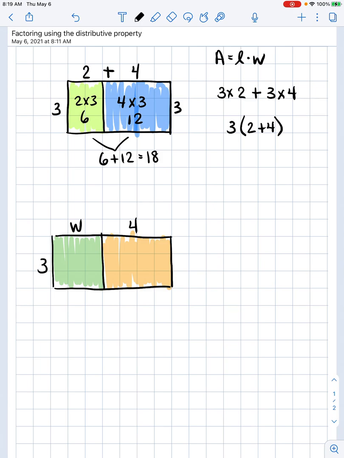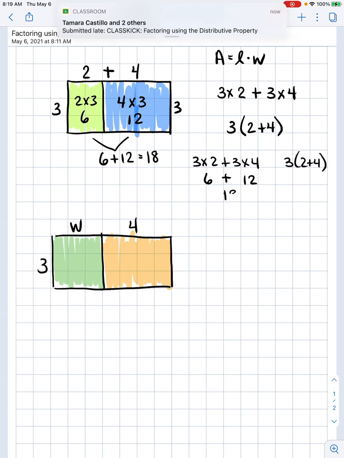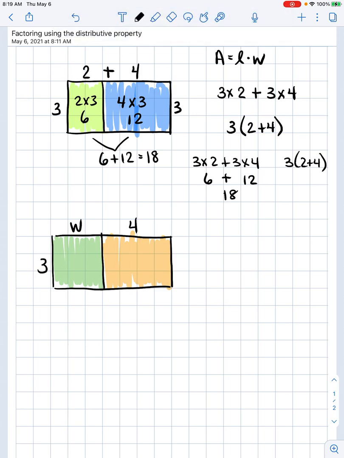Okay, are these equivalent? Let's see. We have 3 times 2 plus 3 times 4. And then on the other hand, we have 3 times 2 plus 4. Okay, so this again is going to be 6 plus 12, which is 18. And then we have parentheses first over here, 2 plus 4 is 6. And 3 times 6 is 18. And since these are equivalent, these expressions are equivalent.